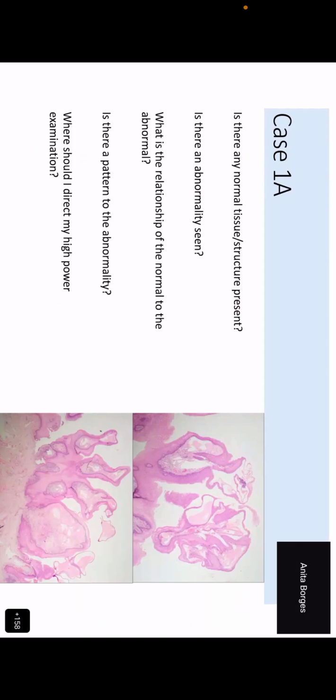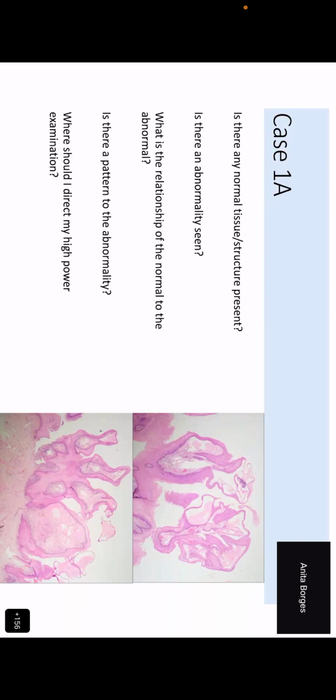All right. So now, for the sake of the audience and for you, when we look at something at low power, we ask these 5 questions. Do you know that we ask these 5 questions? I don't know if you ask these, but I ask myself these questions always at low power. The first one is, is there any normal tissue or structure present?